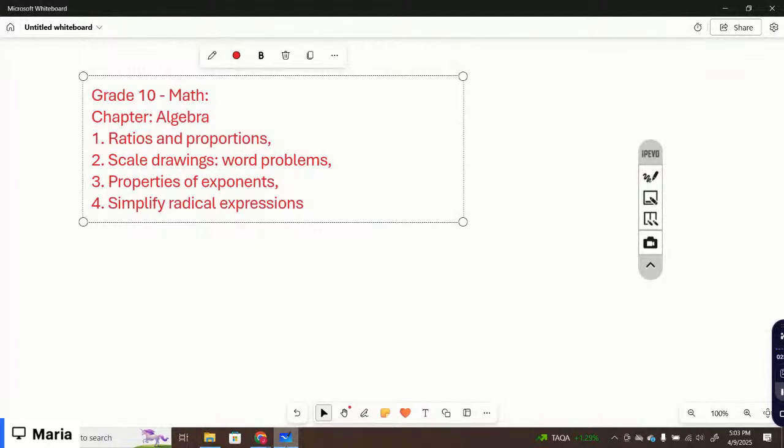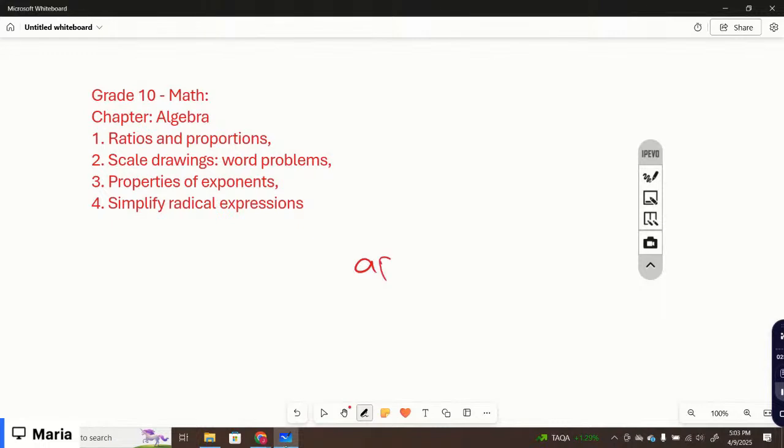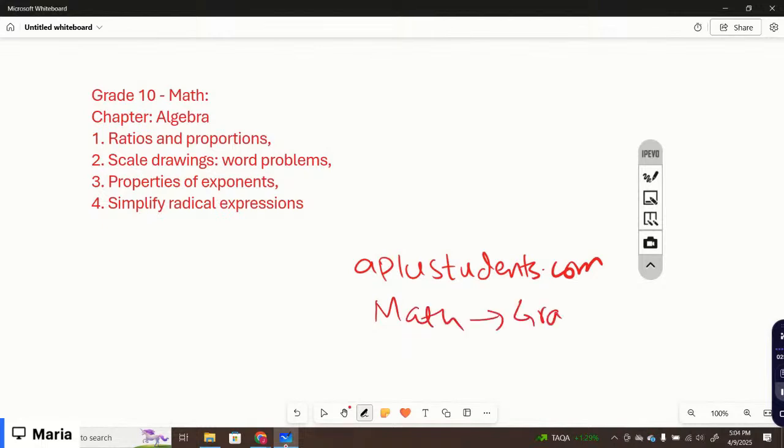We are here for grade 10 math. You can find all the lessons on aplusstudent.com. You have to log in there using your email address and password as provided by the administrator. Then you have to select math from the subject tab, scroll down to grade 10 math, and then click on view all lessons.